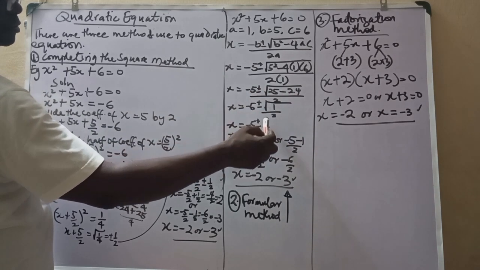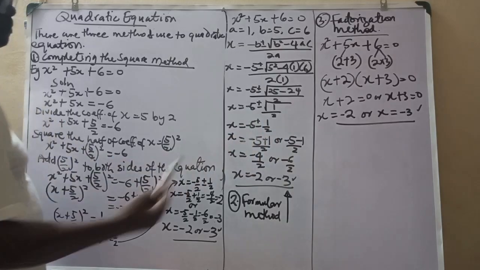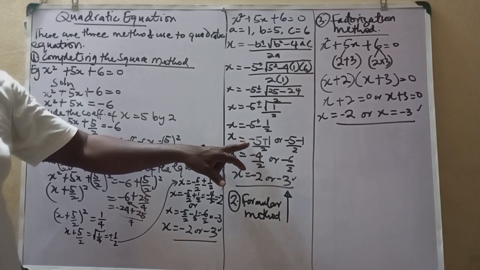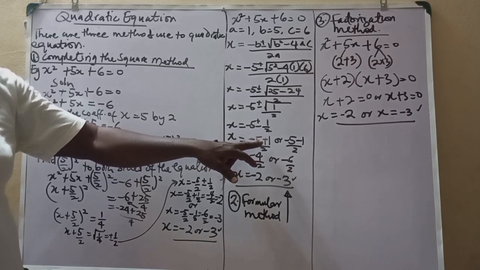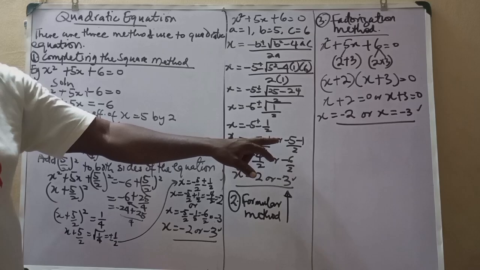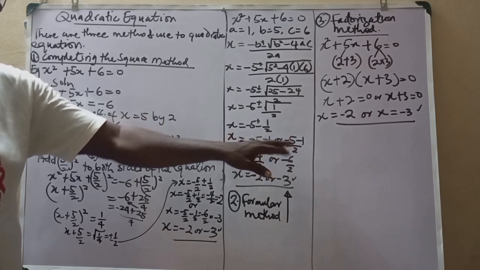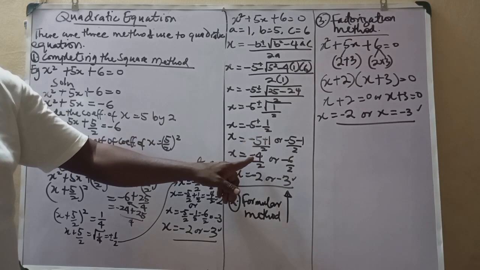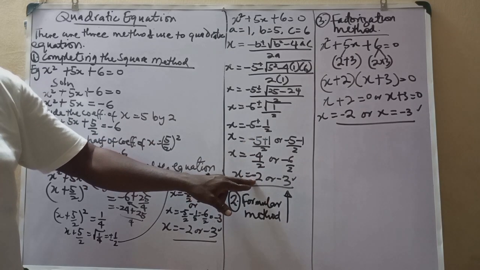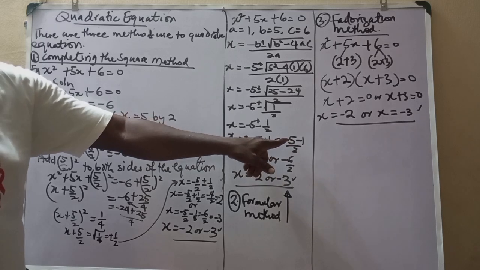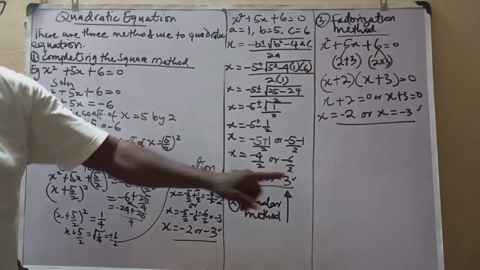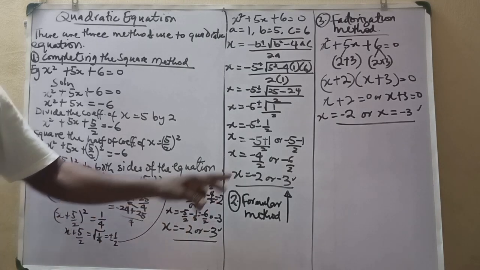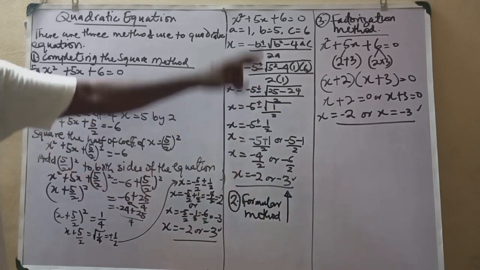So the square root of 1 is 1, divided by 2. That gives us 2 answers. So you now see that x is equal to minus 5 plus 1 over 2, or minus 5 minus 1 over 2. So that is 2 answers. By the time you evaluate them, minus 5 plus 1 will give you minus 4 over 2. That will give you minus 2. Then here, minus 5 minus 1 will give you minus 6 over 2. That gives you minus 3. So you can see again, here we have minus 2 or minus 3 using the formula method.